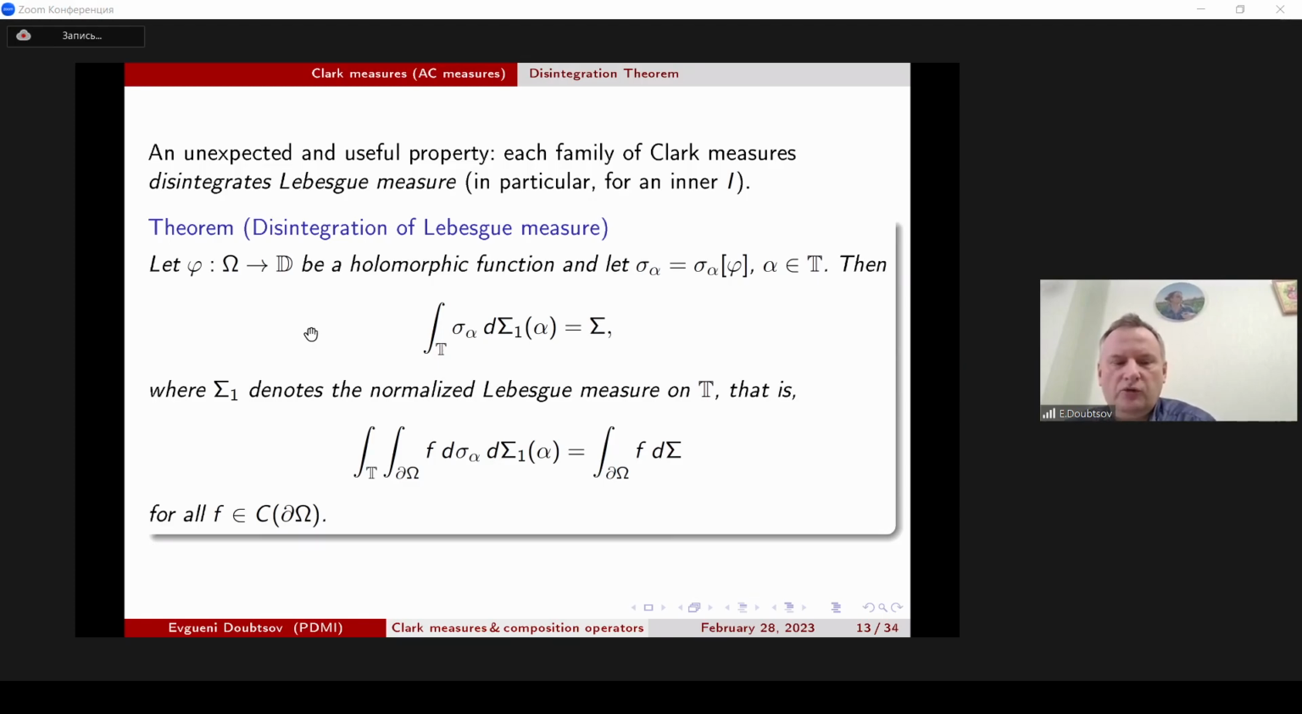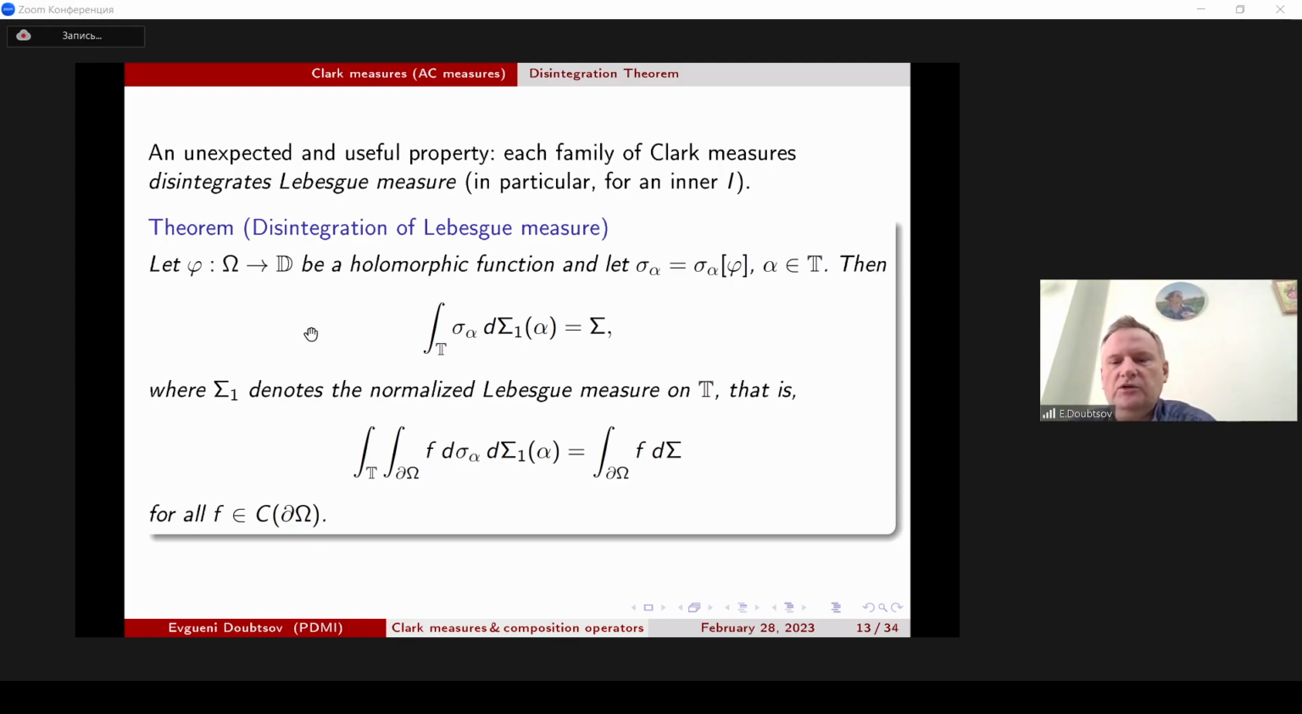So we apply both of these functionals to a continuous function, and then we have a true equality. Every integral is defined. Well, in fact, it's not obvious from the very beginning that the first integral of f with respect to sigma alpha is defined. Of course, this one is defined, but what we obtain, this function, is integrable with respect to Lebesgue measure. Well, this is a technical moment, but still, up to this, everything is defined.